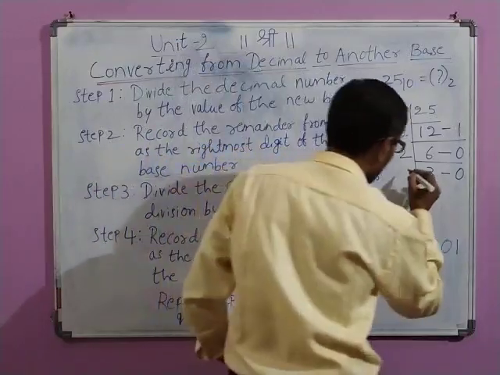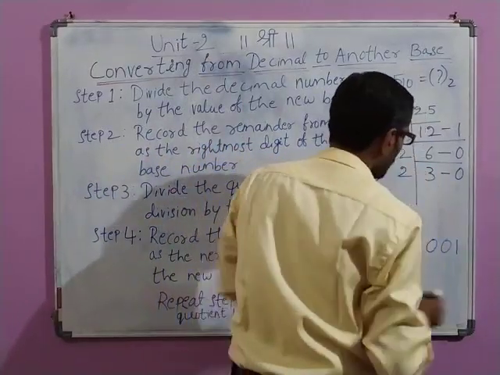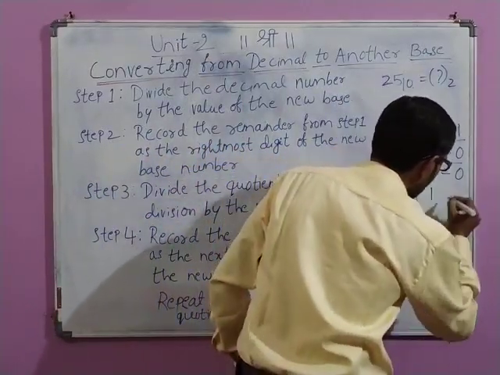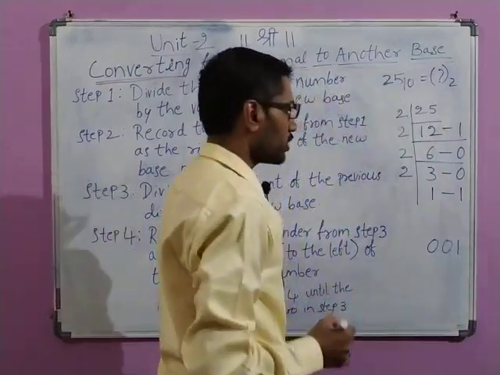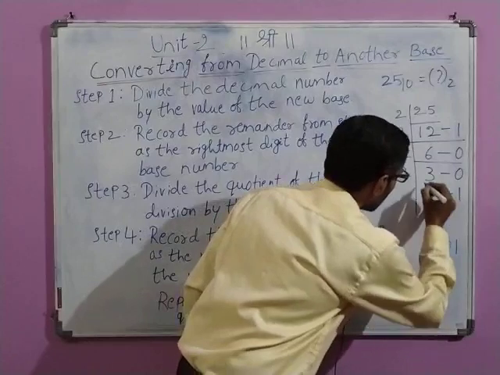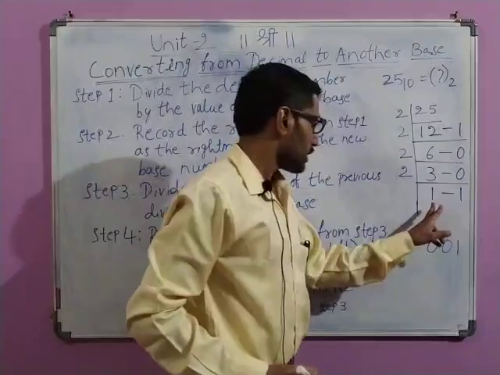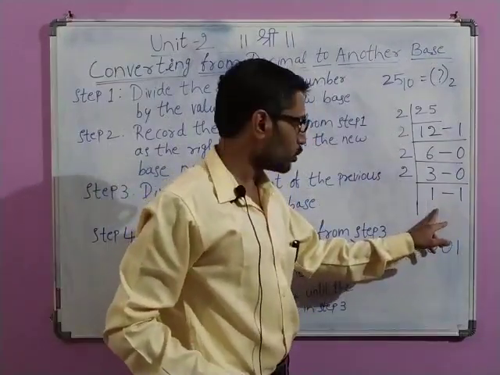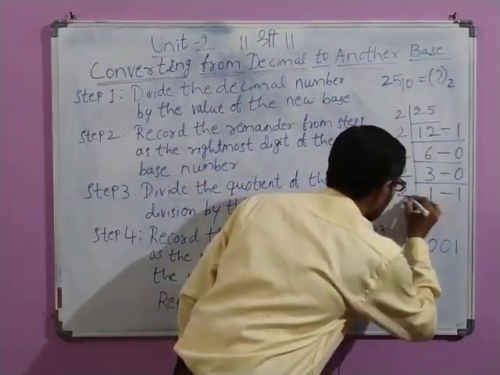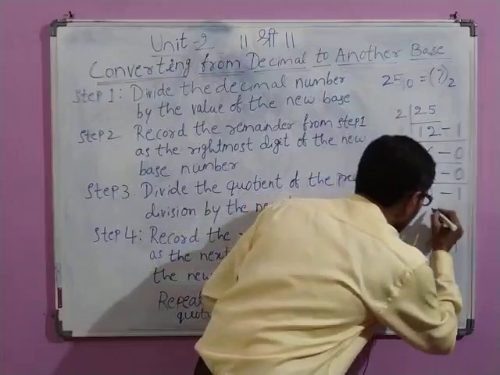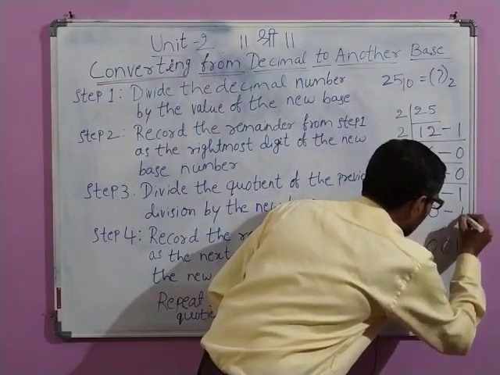No. Again I need to divide it by 2. So 2 1s are 2, the remainder is 1. Now, is the quotient 0? No. So what I need to do? Again, this is not possible, so I will put 0 here. I will write 1 here.